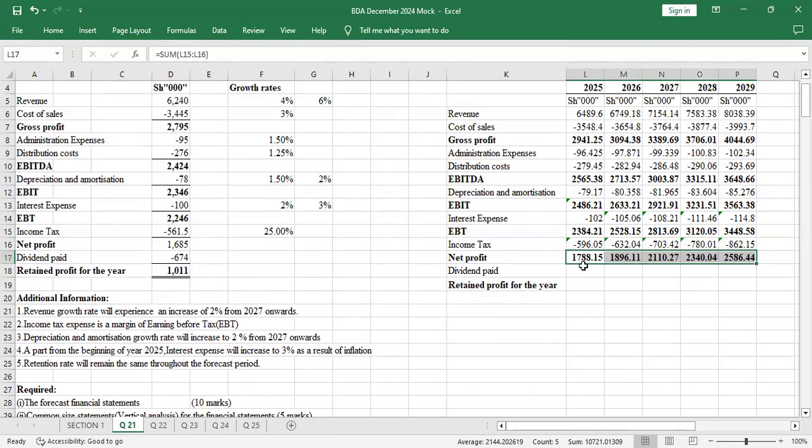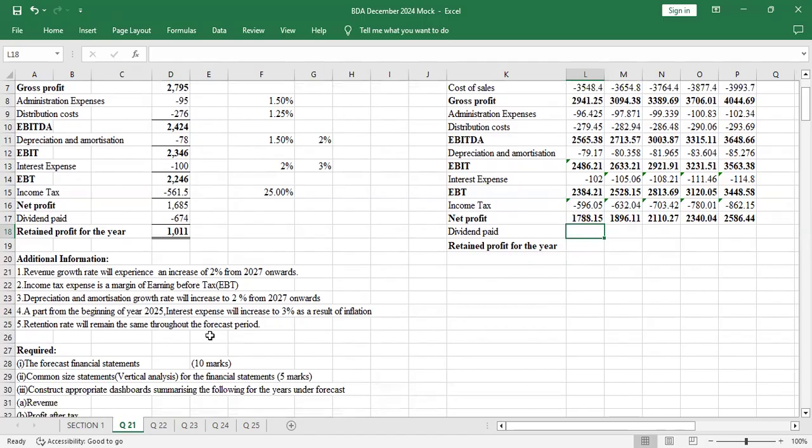So I'll bold it. Yeah, so the next item is dividend paid. Is there any information on dividend? No, there's no information on dividend. But we are told under additional information number 5, that retention rate will remain the same throughout the forecast period. So we'll check the retention rate here. What was the retention rate? So what does this mean?